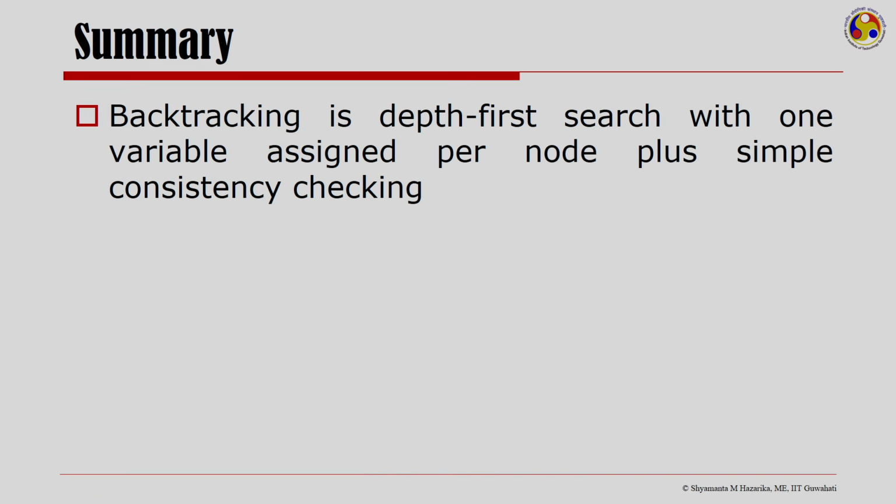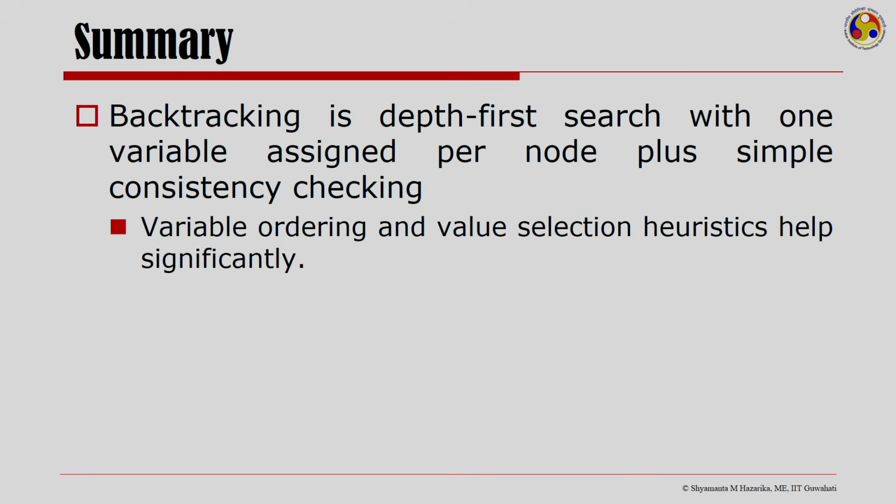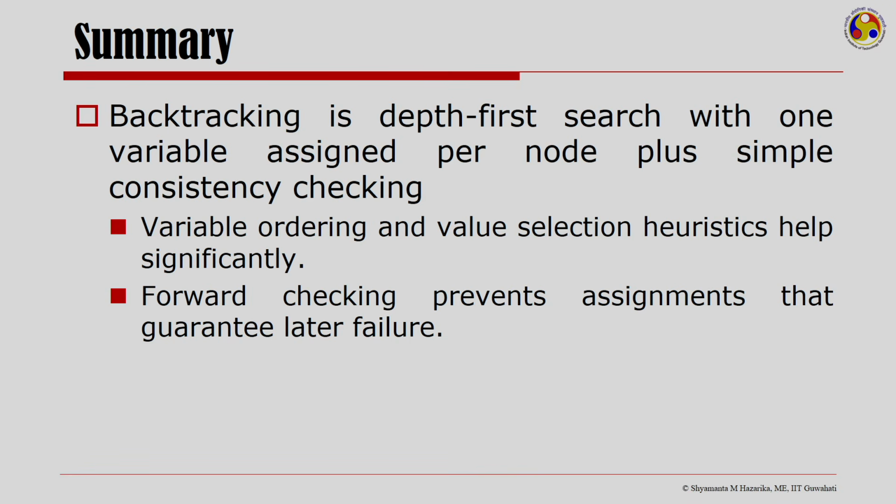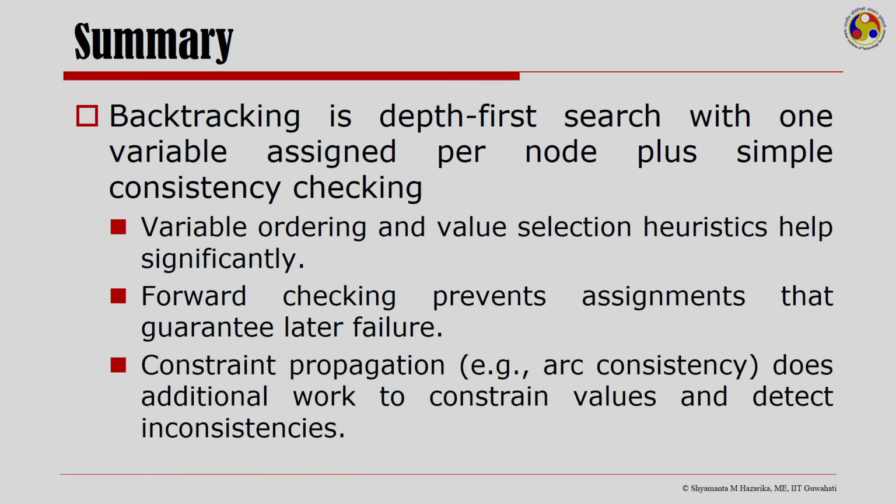We have looked at backtracking, which is a depth first search with one variable assigned per node, and then we add to it consistency checking. Variable ordering and value selection heuristics, we have seen, help significantly. We have looked at the idea of forward checking that prevents assignments that guarantee later failure. And then we have looked at constraint propagation, including arc consistency, that does additional work to constrain values and detect inconsistencies.